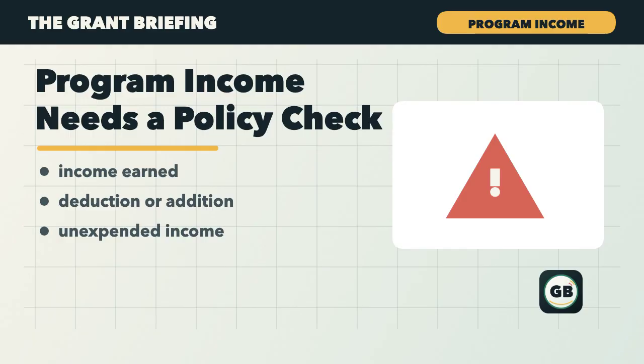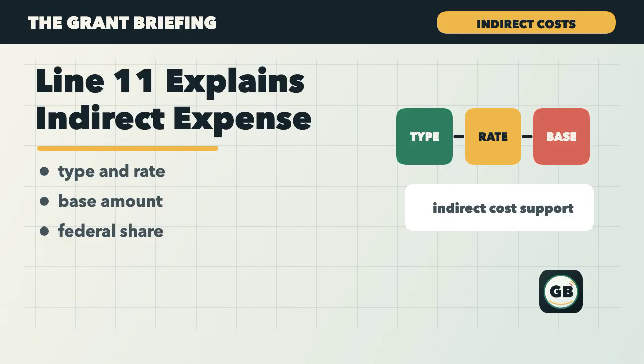Program income is where teams can get nervous, and rightly so. The form asks for federal program income earned, income expended under the deduction alternative, income expended under the addition alternative, and unexpended program income. Do not choose a treatment casually. Check the award terms.